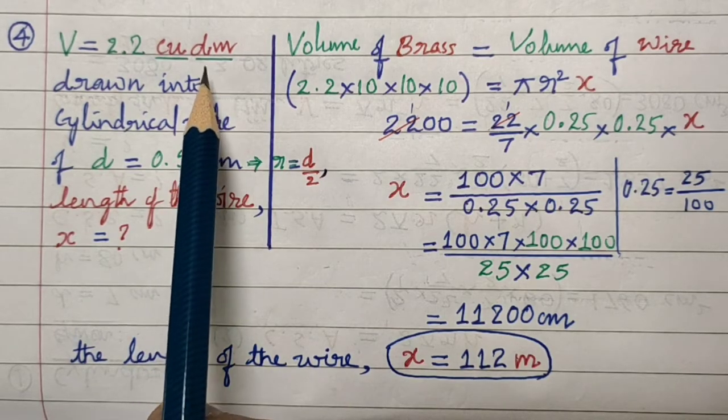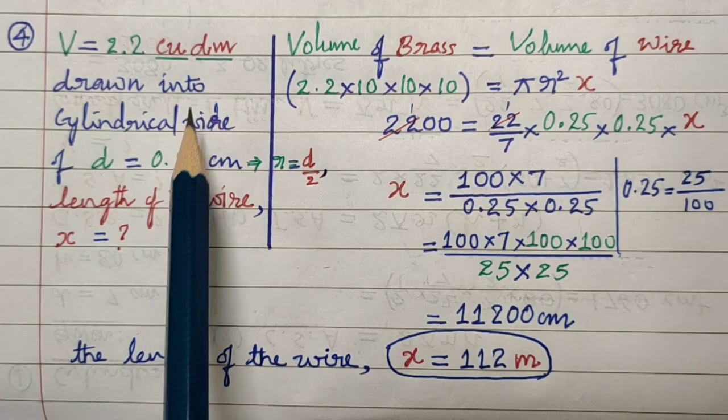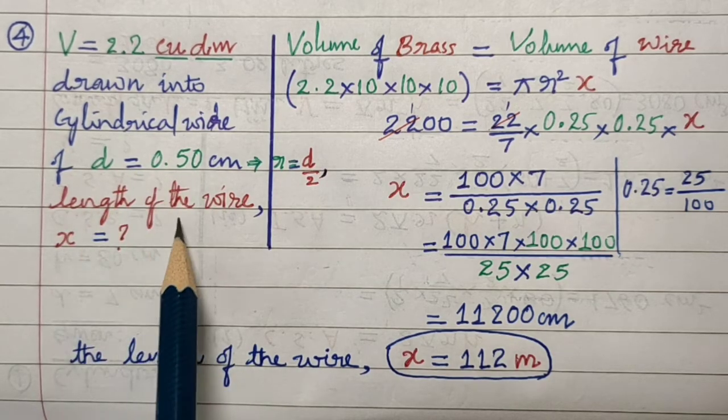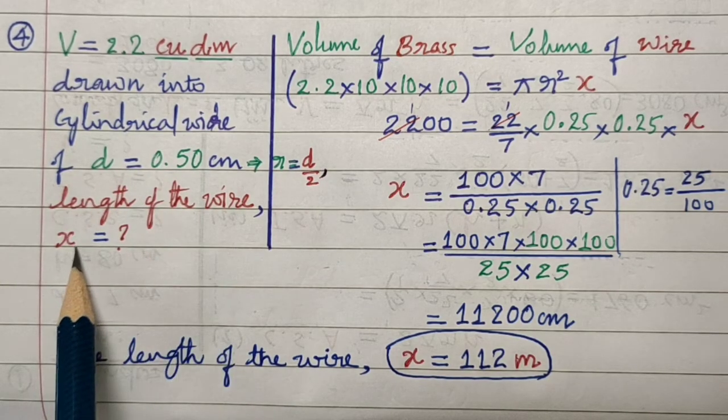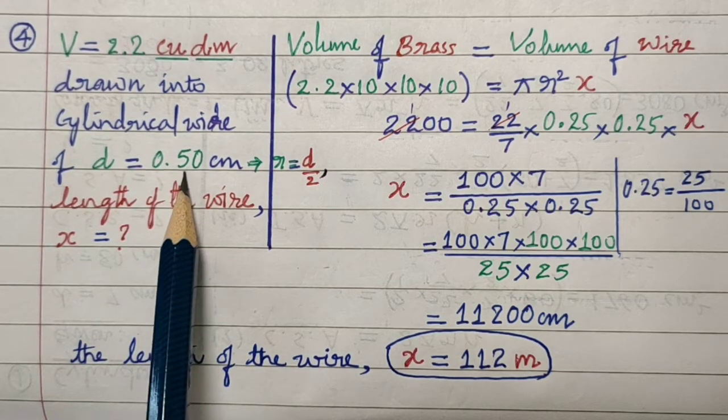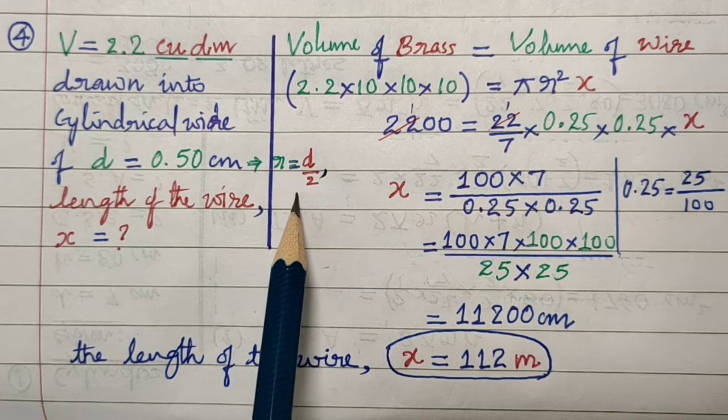So this is the volume they were given, brass. We need to draw that into a wire. Then we have to find out the length of the wire. We take it as x. They have given the diameter. With that diameter we can find the radius, that is equal to d by 2.